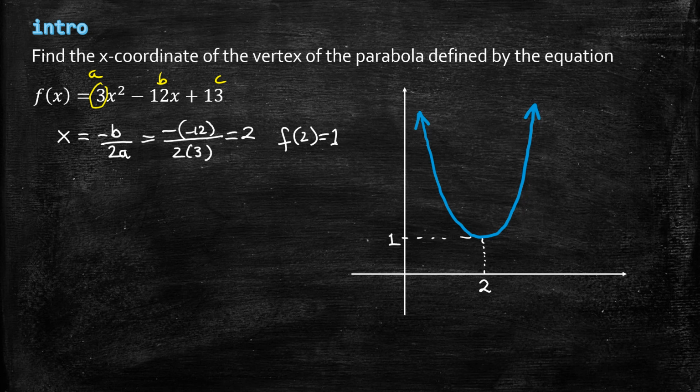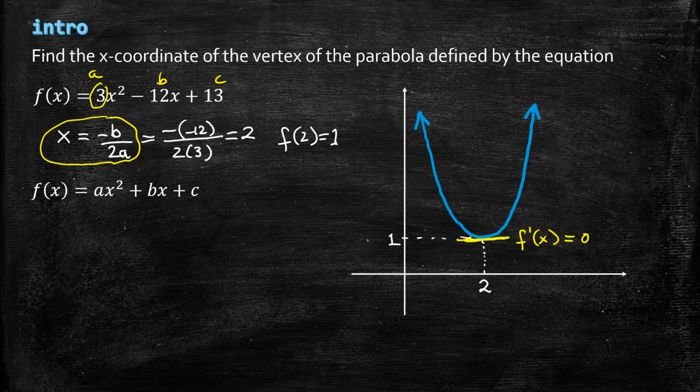So that's very interesting, useful, but where did this formula come from? And this is where calculus kicks in. So let's look at the general formula of a quadratic in standard form, and let's think, well, what have we learned so far in calculus? We've learned about derivatives. And if we think about what the derivative of the function is here, because that's our horizontal tangent line at the vertex, we know that the derivative must equal 0.